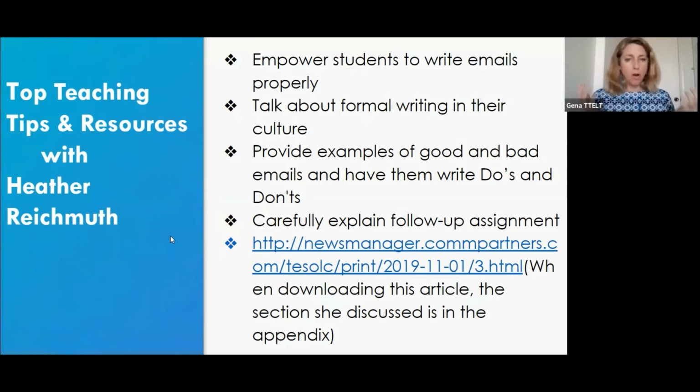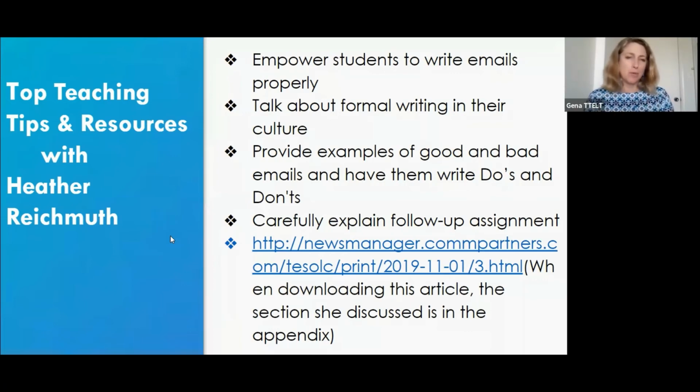I love also another top teaching tip: she provided lots of examples of good and bad emails and had the students look at them and say, oh, what's wrong with this? What's the problem with this email? What can we do to improve this email? And had them look at it and create the list of things to do and things to not do. That list of do's and don'ts, especially when the students are creating it, is a very powerful tool for our students. And as she mentioned, you want to carefully explain the follow-up assignment.